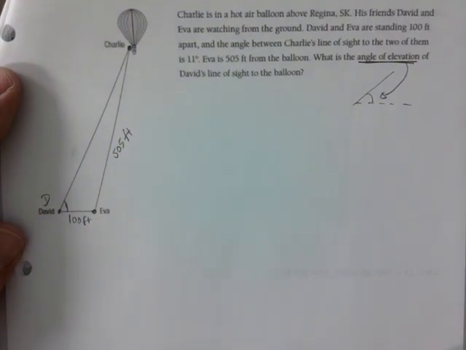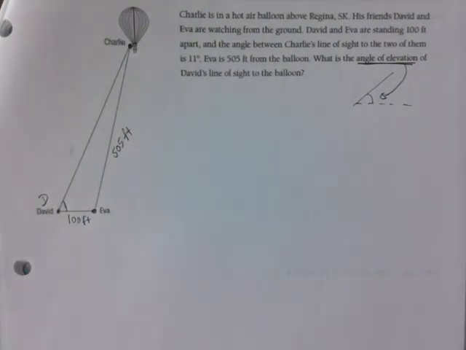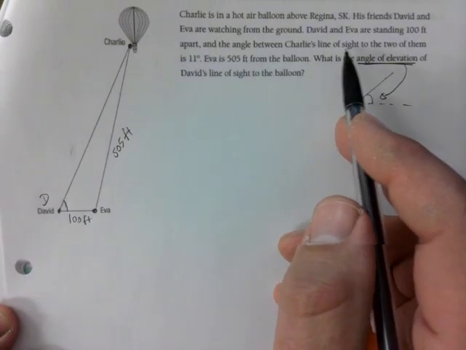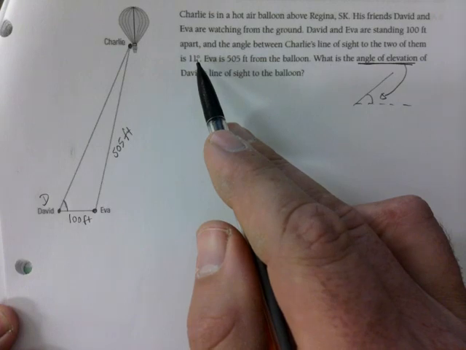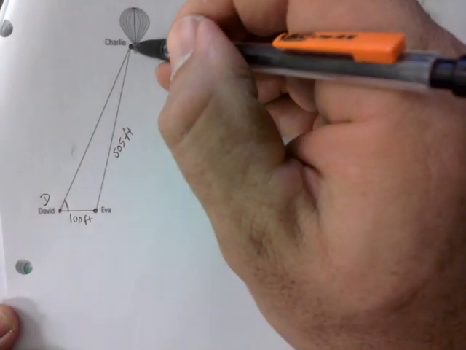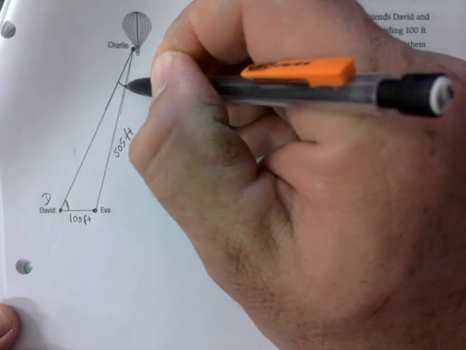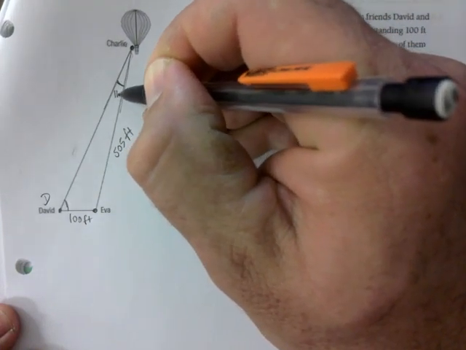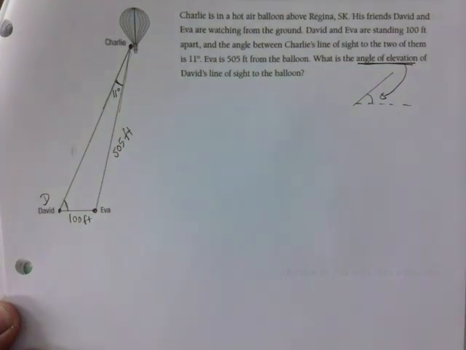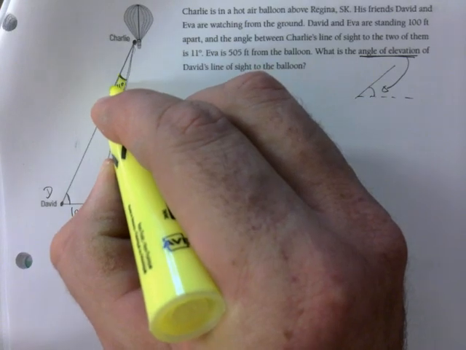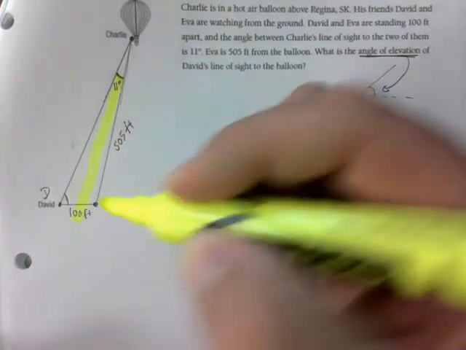So let's go ahead and see if we can make this work. Do we have anything else? Oh, the 11 degrees, sorry. The angle between Charlie's line of sight to the two of them is 11 degrees. So from Charlie's line of sight to both of them, that's 11. Let's put that in. That's very important or else we would be stuck, right? So there you have your pair. This 11 is across the 100, okay?